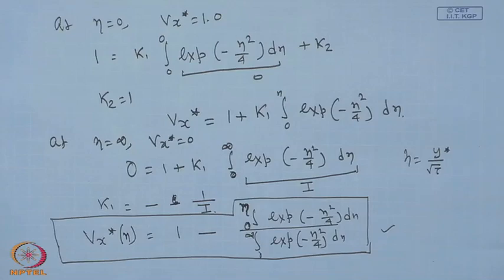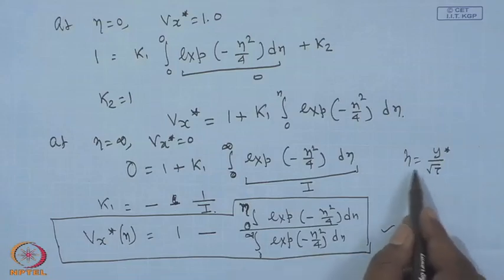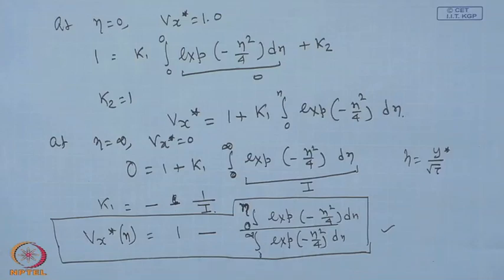Similarly, if you want the profile of v x star as a function of y star at different values of tau, then what do we do? For a fixed value of tau, let us say 0.5, eta becomes y star by root over 0.5, and you evaluate this integral under a loop of y star, so that you can get a profile of v x star as a function of y star. So, that is how the similarity parameter can reduce the partial differential equation into an ordinary differential equation, and you will almost get an analytical solution in this case.